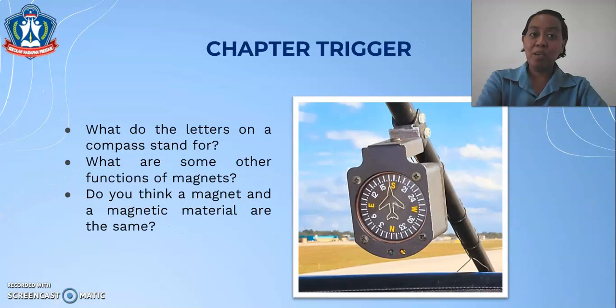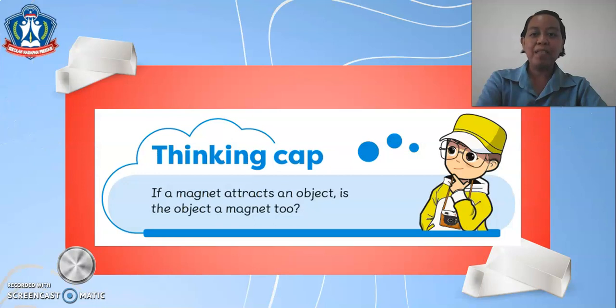For our chapter trigger, we have these following questions. What do the letters on a compass stand for? What are some other functions of magnets? Do you think a magnet and a magnetic material are the same? For our thinking cap, if a magnet attracts an object, is the object a magnet too? What do you think, children?